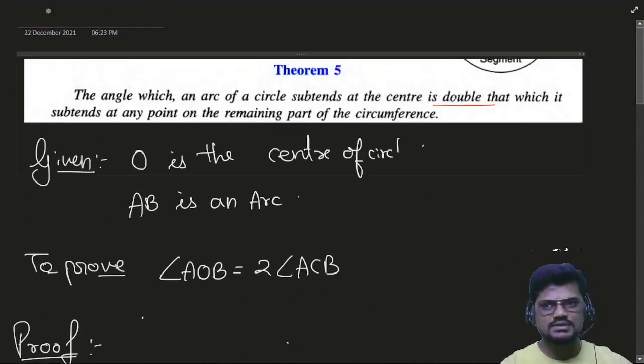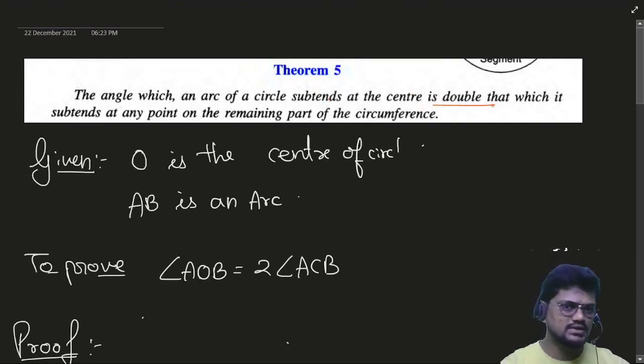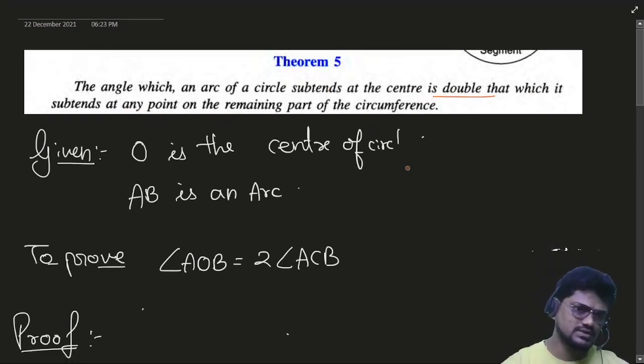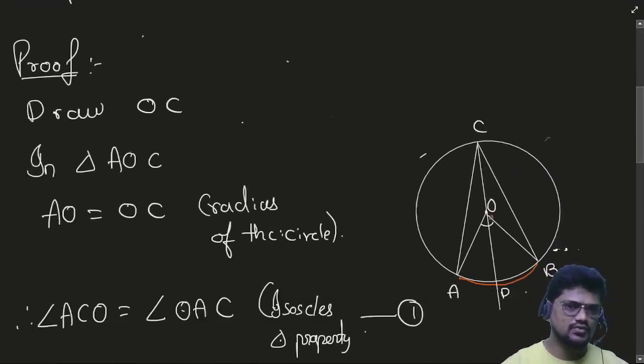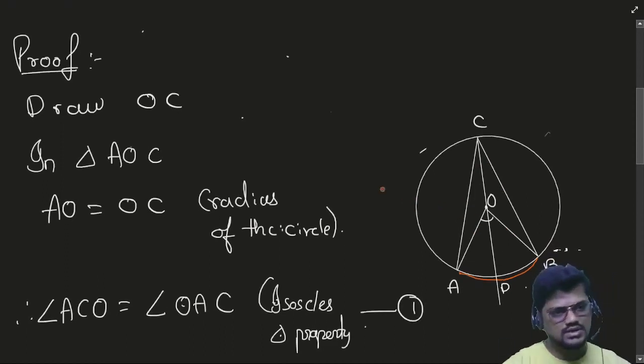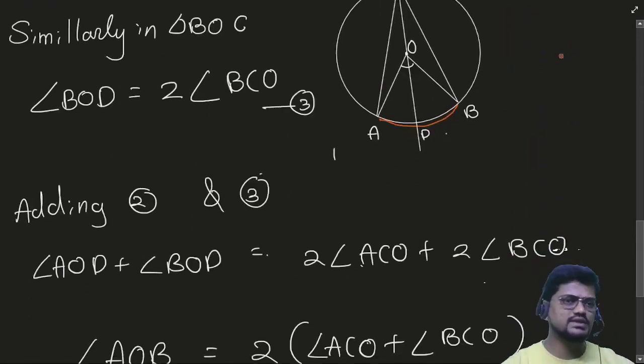One of them is this: the angle which an arc of a circle subtends at the center is double that which it subtends at any point on the remaining part of the circumference. That is, if I draw these two angles on the arc, this angle will be double of this angle. The angle subtended at the center will always be double of the angle which the same arc subtends at any point on the circle. Fine, this theorem we have done.